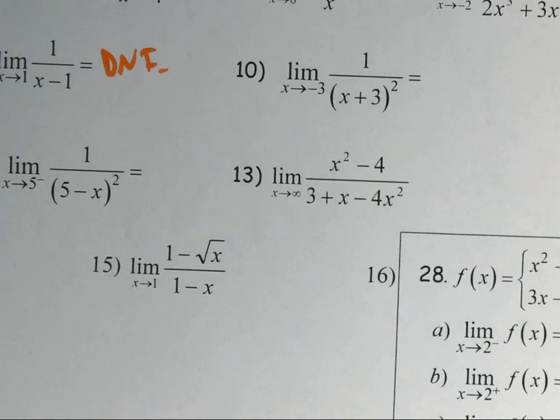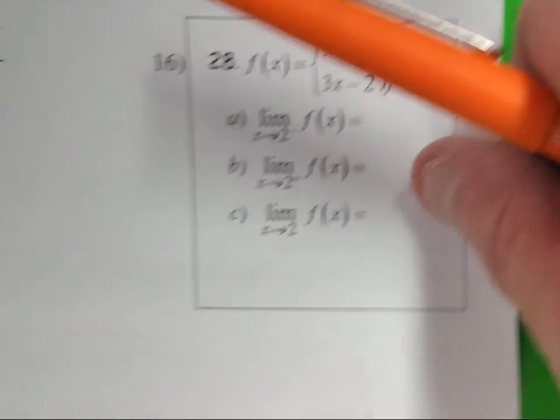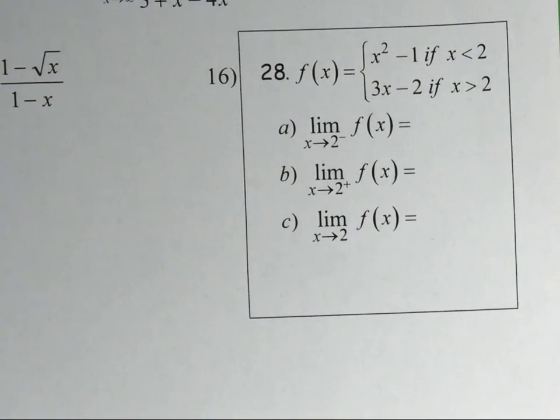Okay, I'm going to come back to 15. Let's look at number 16. I forgot to take the number 28 off, but let's look at 16. Piecewise. As the limit as x approaches 2 from the left, which one represents the left side of 2? Top. Always do direct substitution. Plug 2 in. 2 squared is? 4. 4 minus 1 is? 3. Very good. That is 3.